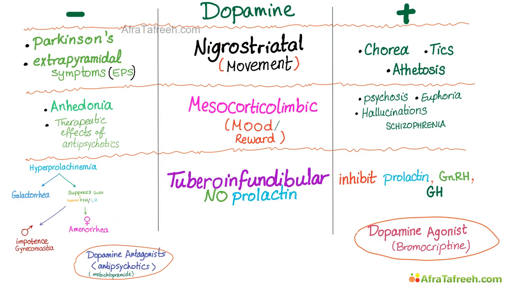Let's talk about dopamine agonists. What are their functions? They are trying to increase dopamine. Therefore, they can lead to chorea, tics, acidosis, etc. But they inhibit prolactin. Can I use them to treat hyperprolactinemia? You bet. Let's talk about dopamine antagonists.